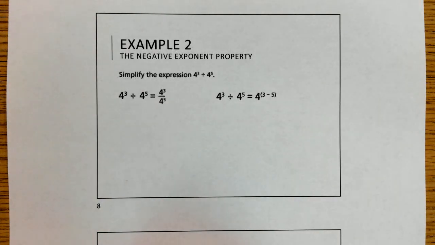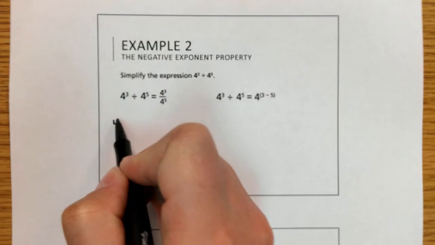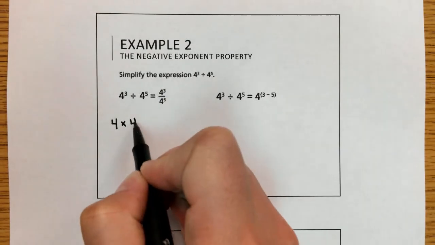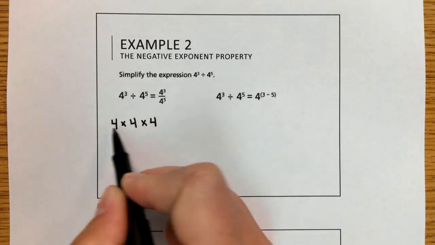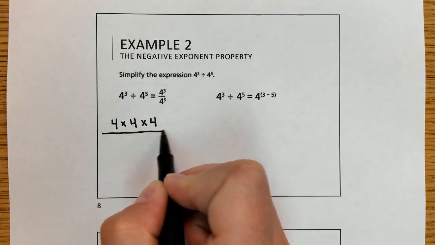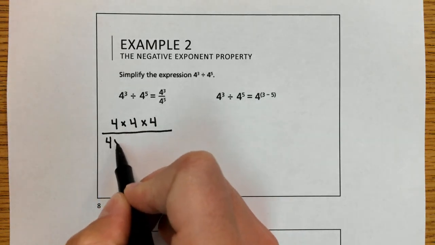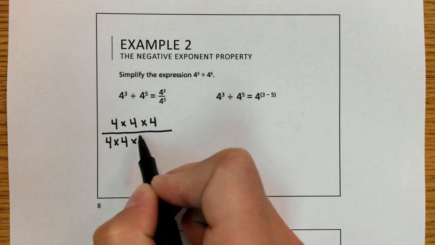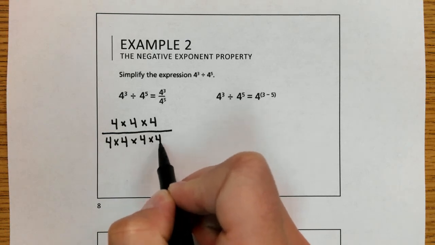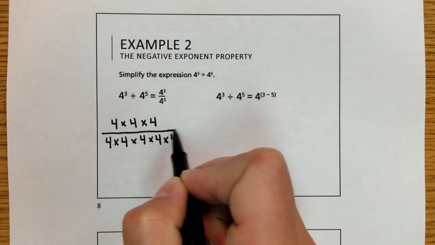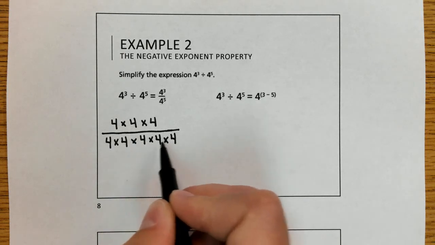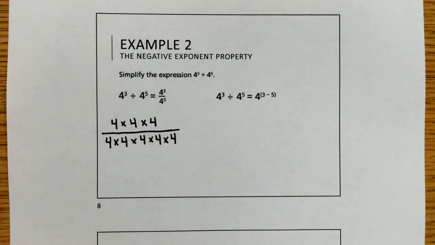Now, we can rewrite 4 to the 3rd as 4 times 4 times 4. It's 4 multiplied 3 times. And in the bottom, we have 4 times 4 times 4 times 4 times 4. It's multiplied 1, 2, 3, 4, 5 times because our exponent is 5.